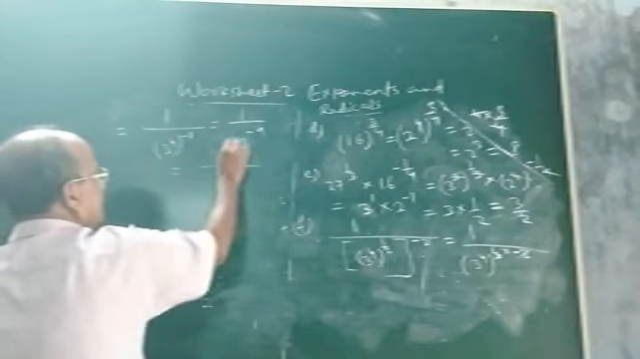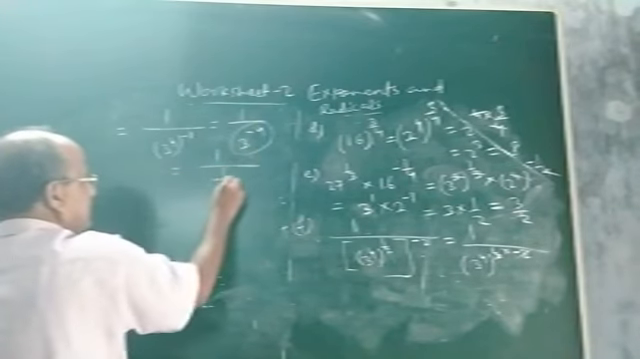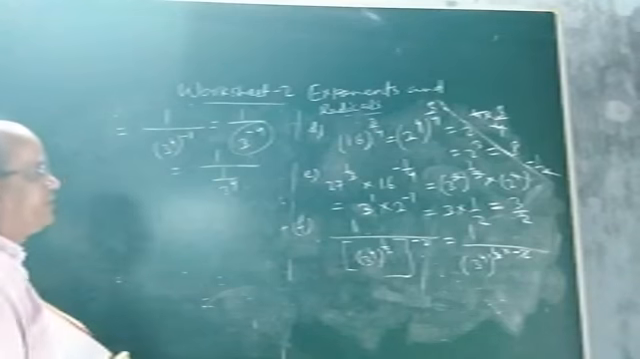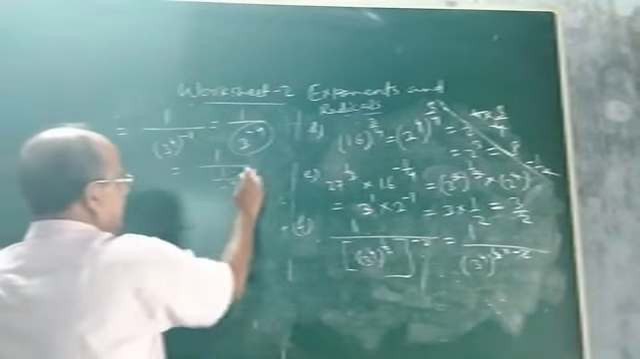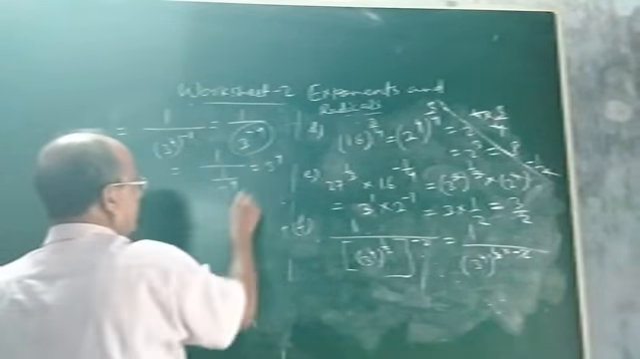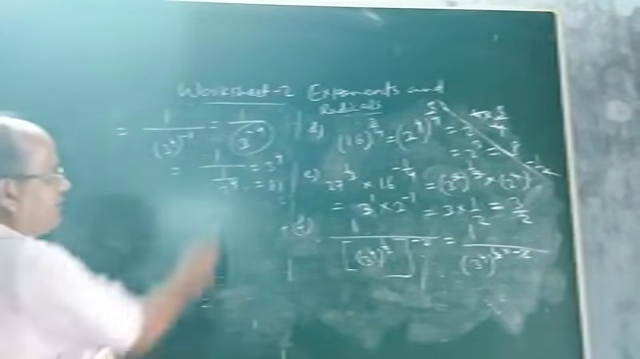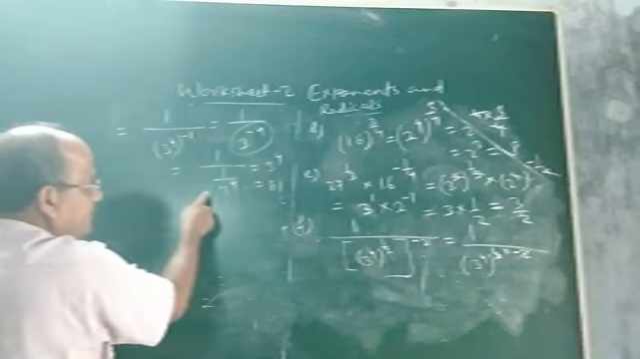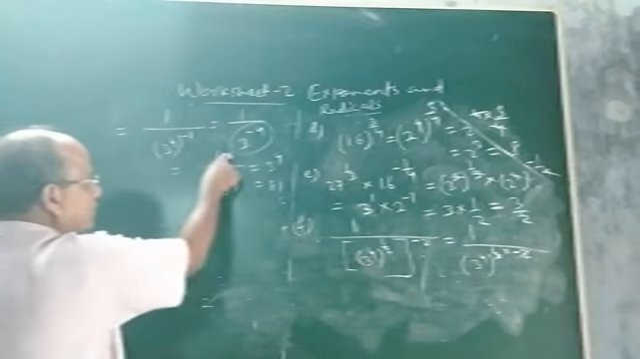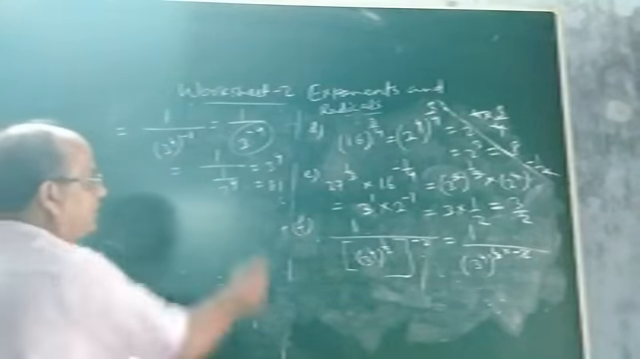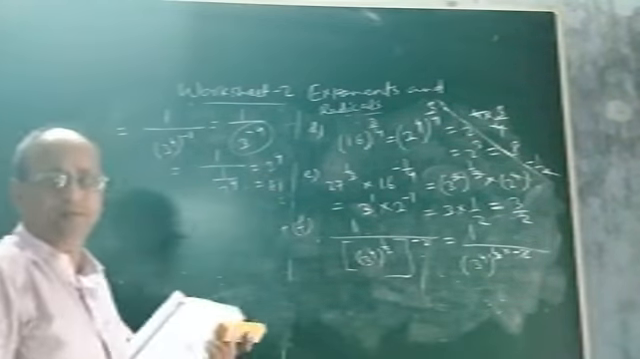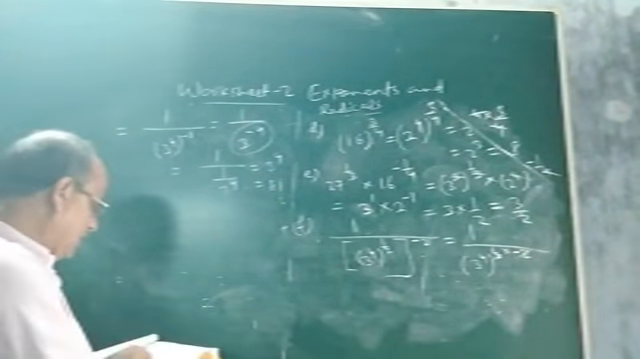The next step: now this is a negative exponent, you change it into a positive exponent. So this will be equal to 3 to the power 4, that is 81, because 3 to the power 4 will be multiplied by 1 as 1 divided by this. So it is 3 to the power 4. That is 81. So 81 will be the answer.